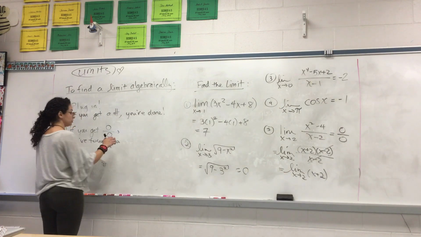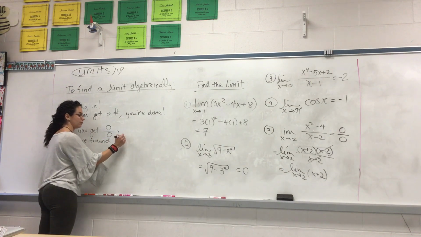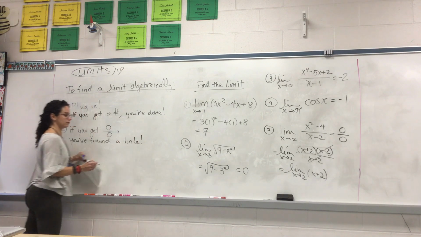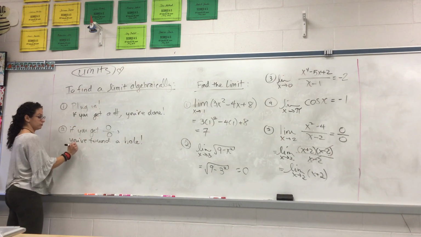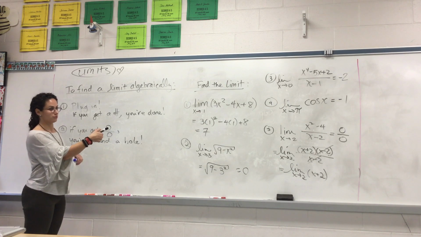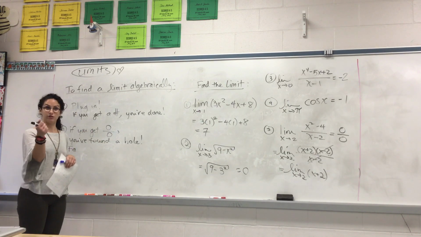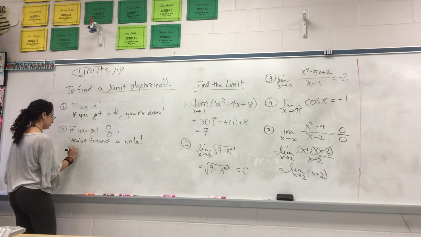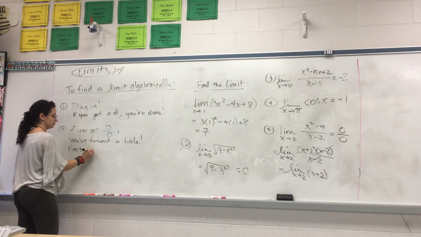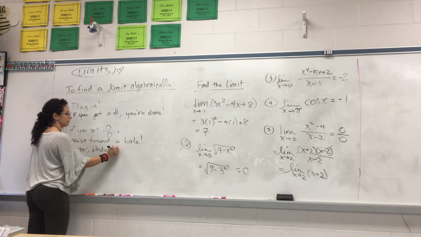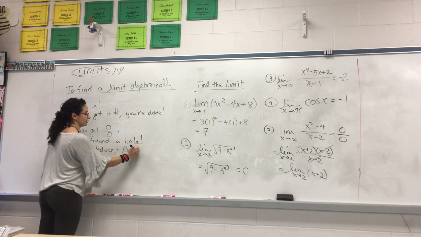Okay? So if you get 0 over 0, you found a hole. What did we do? My favorite F word. Factor. And then what did we do? Divide out. We reduced, right? And retake the limit.